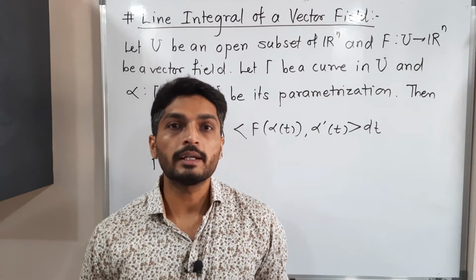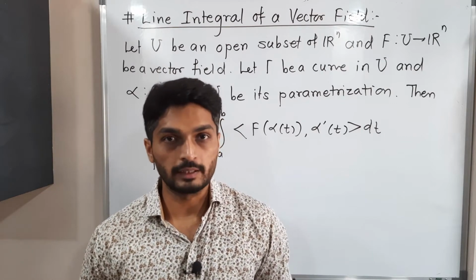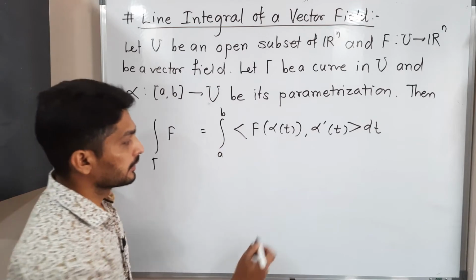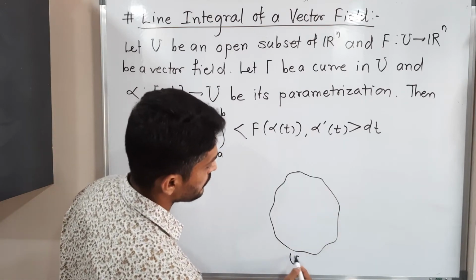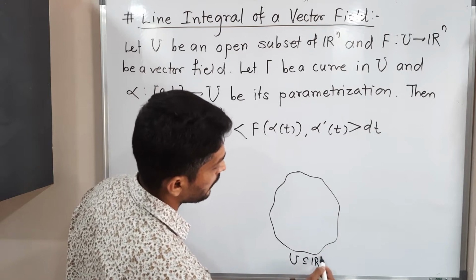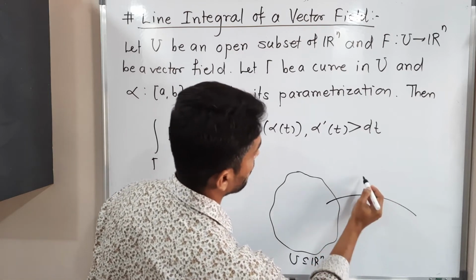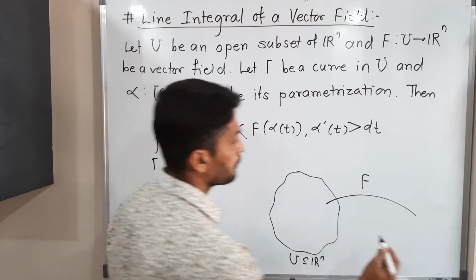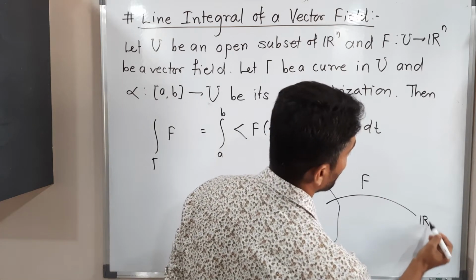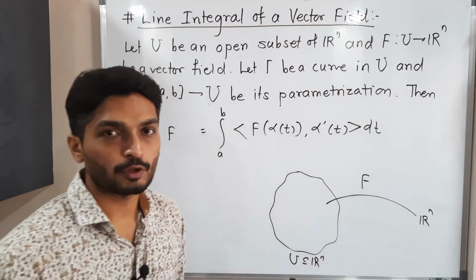Let us see how to find the line integral of a vector field. Suppose U is any open subset of Rn, and we have a vector field capital F defined on U, from U to Rn, or you can say some subset of Rn.